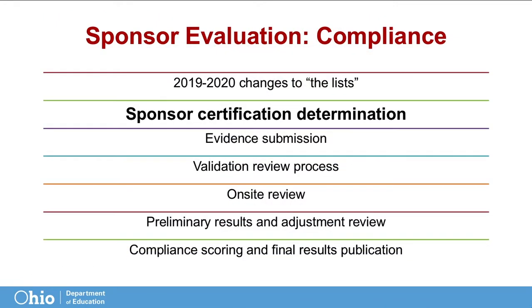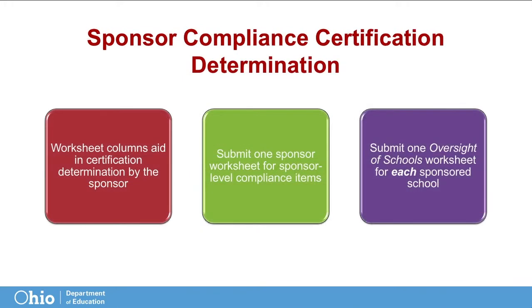Now let's discuss certification determination. The worksheets containing the list of all laws and rules include additional columns that assist sponsors in certifying compliance with each item. As mentioned previously, each sponsor is required to submit one sponsor worksheet for the 23 sponsor-related compliance items and a separate Oversight of Schools worksheet for each sponsored school in their sponsor portfolio.